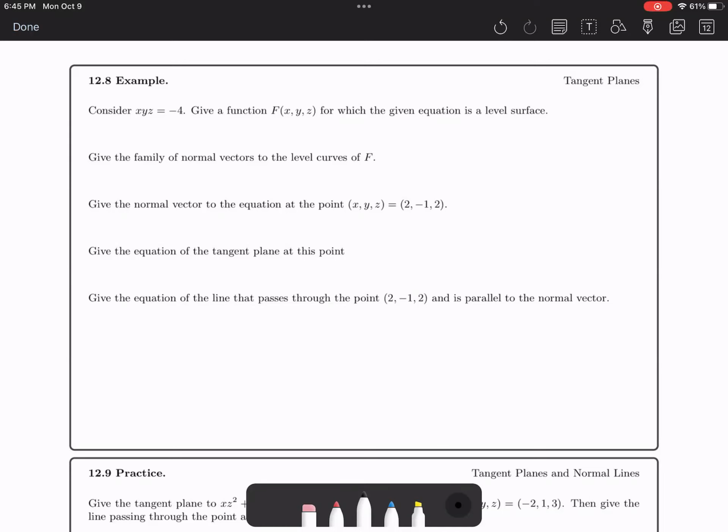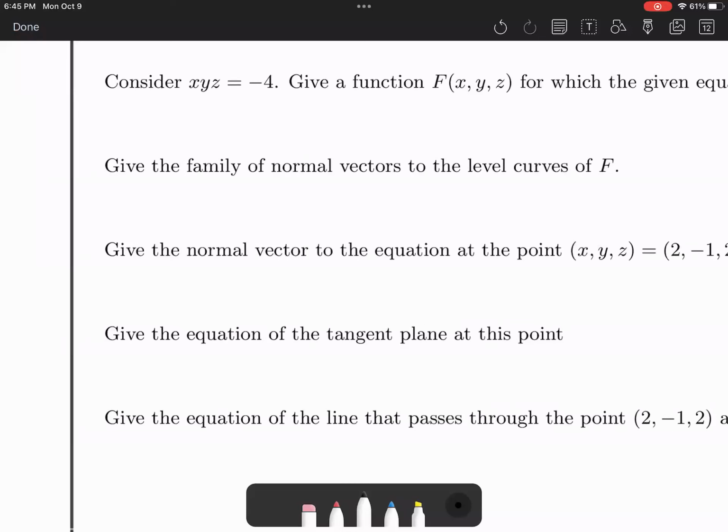I want to give a function for which the given equation is a specific level surface. So I'm going to choose my function of x, y, and z to be just x times y times z. So the equation that I'm given is a specific level curve of this function, right? It's when x y z gives me a -4.